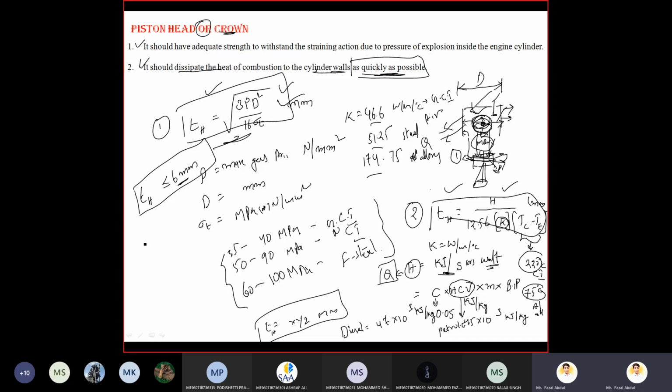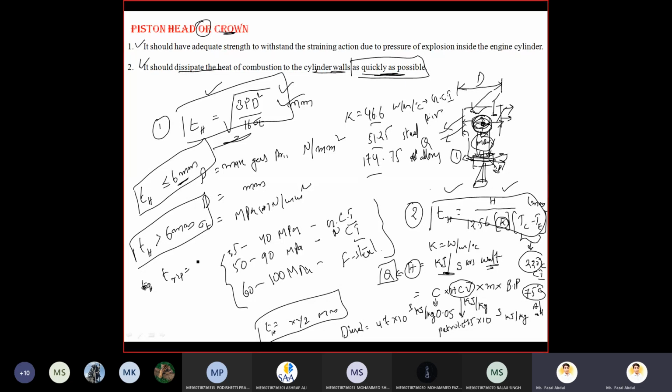Okay, if your answer is greater than 6 mm, at this time what we have to do, we have to provide the ribs, writing the comment: hence, because the thickness of the piston crown is greater than 6 mm, that is the reason ribs are required. Okay, so how many ribs are required here? We can write 2 or 3, but each rib thickness is important here.